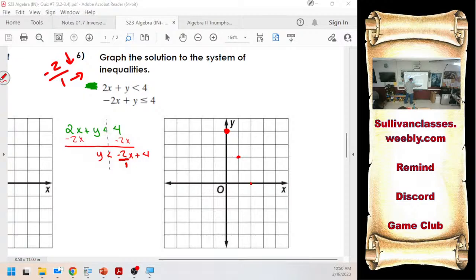Down 2, right 1. Solid. What? It is going to be dotted.